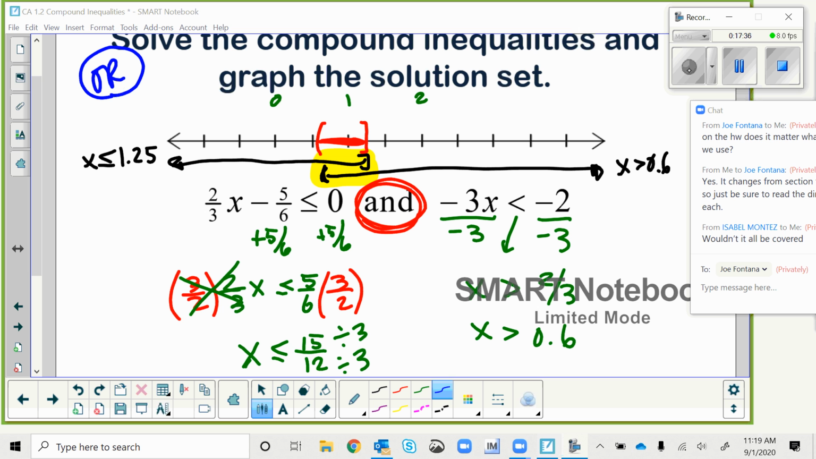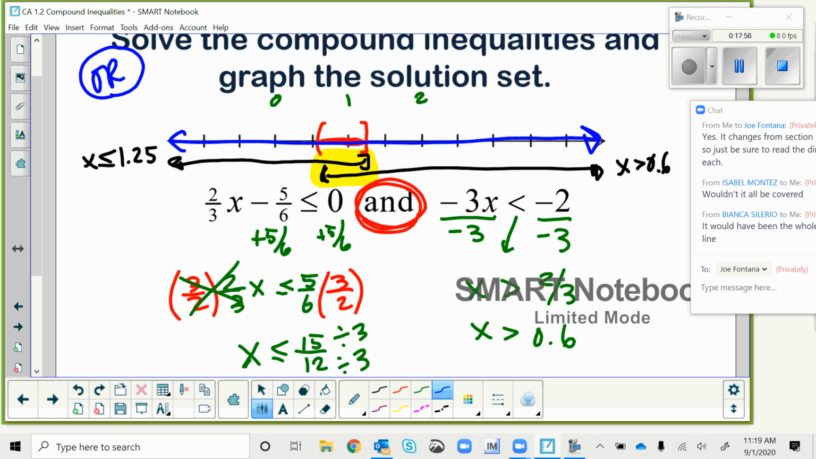So if this had been an "or" problem and it only had to satisfy one or the other, which means I take all of the top black line and combine it with everything on the second black line, what that would have meant is this. Everything would have got shaded. Basically meaning all real numbers, all solutions. Okay, so that's just if it had said "or." When it says "and," it's just the red part on the number line, not the blue part.